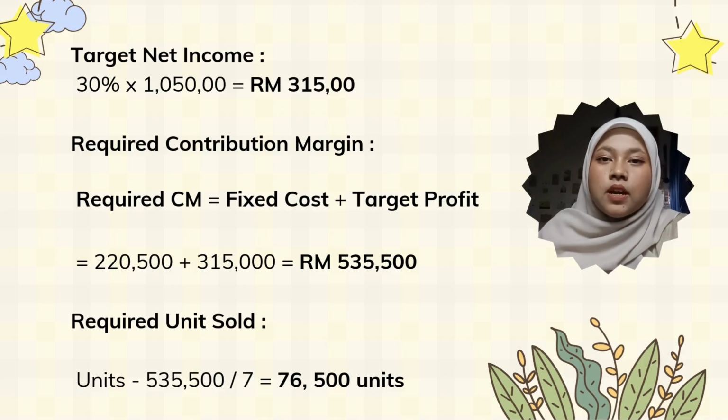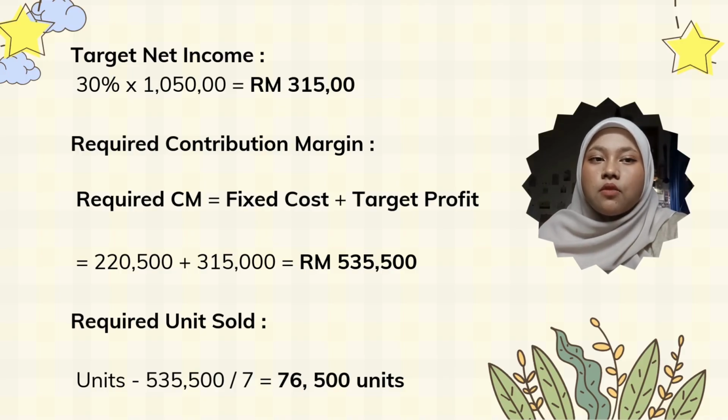Next, we calculate the required contribution margin. The formula for contribution margin is fixed cost plus target profit. The fixed cost is RM 220,500. When we add the target net income of RM 350,000 to the fixed cost, the required contribution margin becomes RM 535,500.